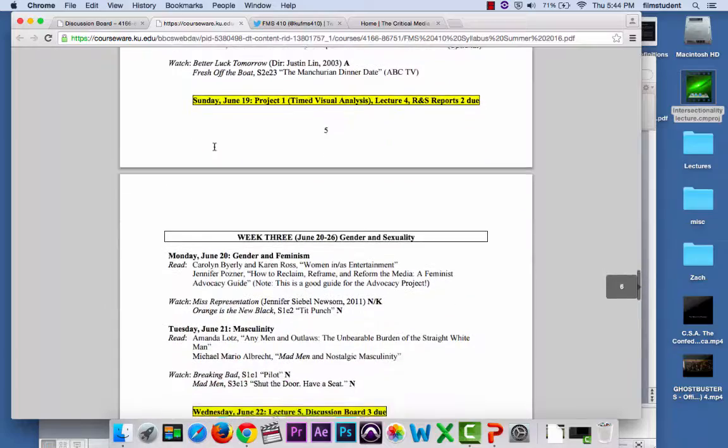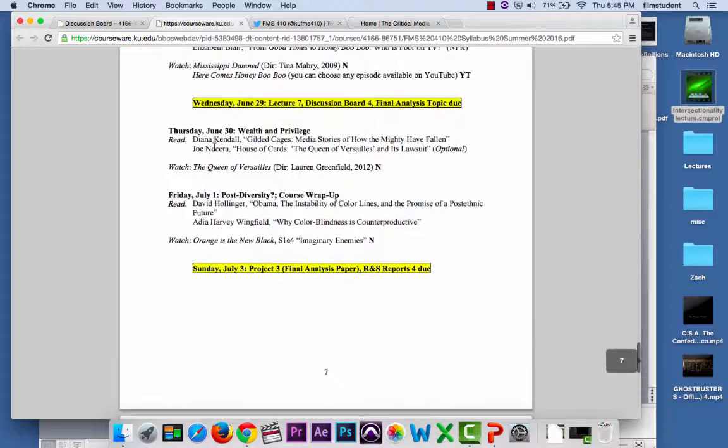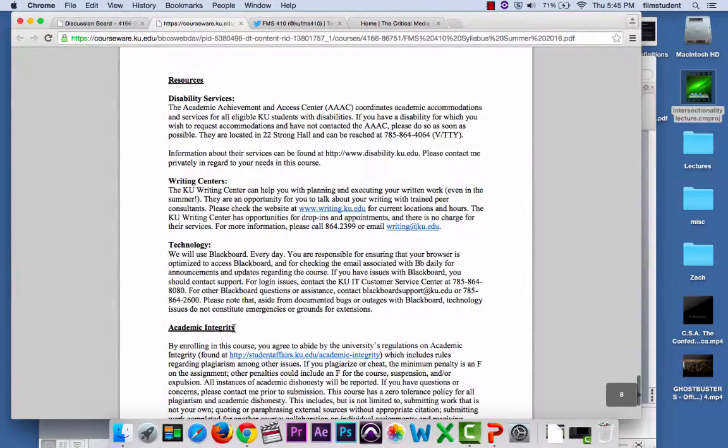So you'll also see that the weeks are divided into categories too. And then at the very end here, we have a nice little note about disability services resources, academic integrity, don't cheat.